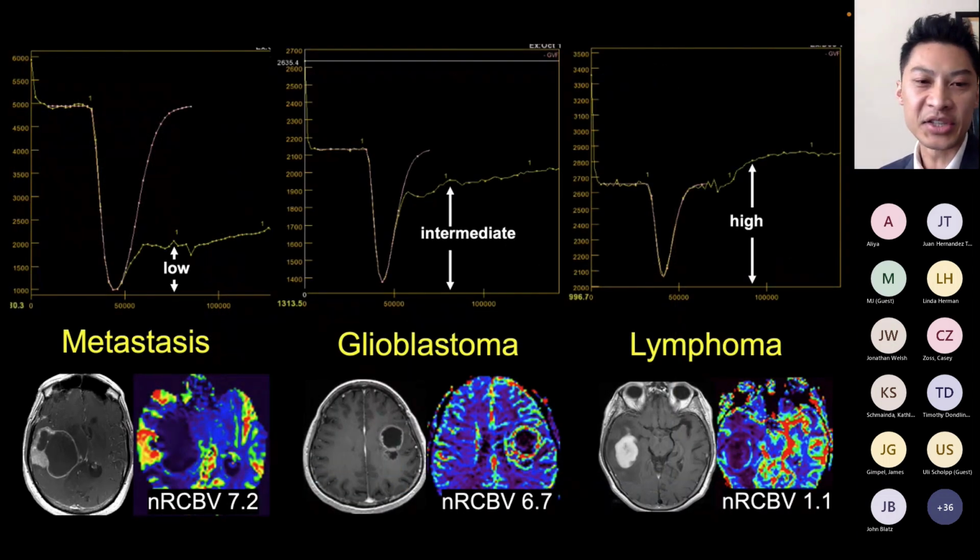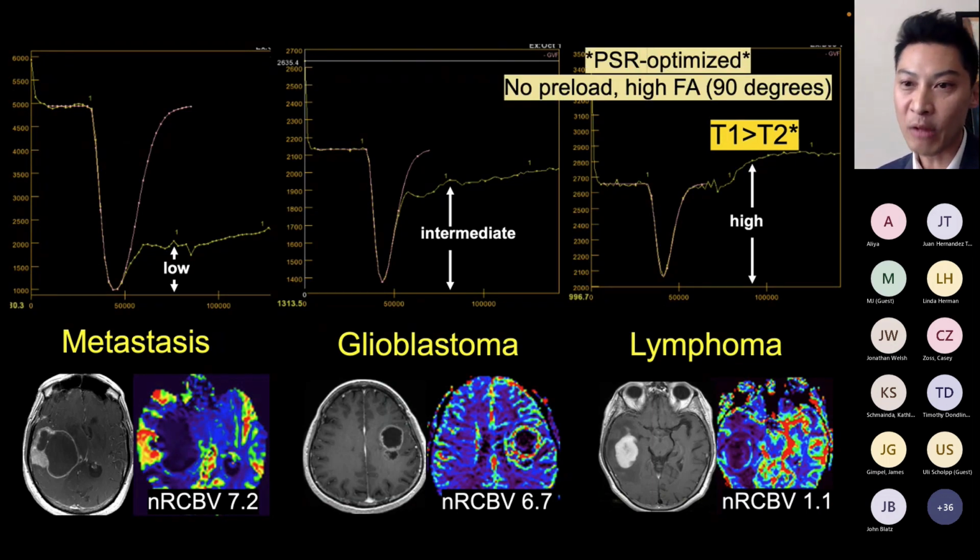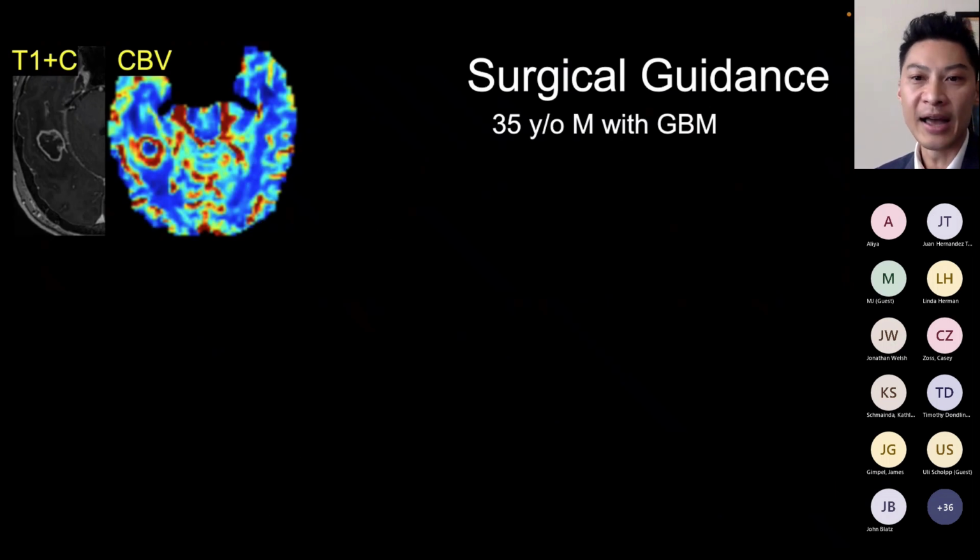And again, this is just a review that the signal intensity time curve and the percentage signal recovery look different for Mets, GBM, and lymphoma. And that's related to the T1 effect overwhelming the T2 star effects. And if you wanted an optimized PSR protocol, you don't want to use preloading when you use high FA. This is another example of a 35-year-old male with GBM.